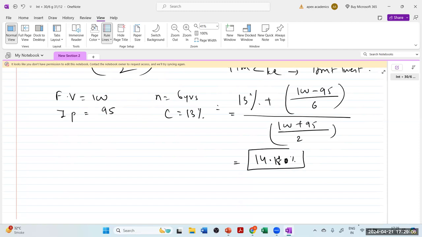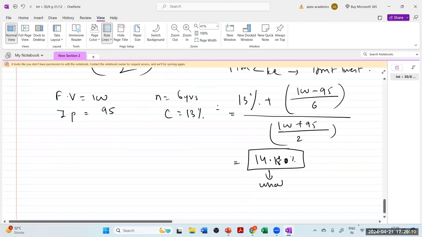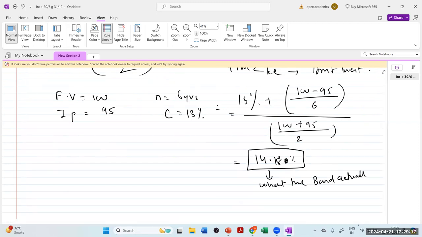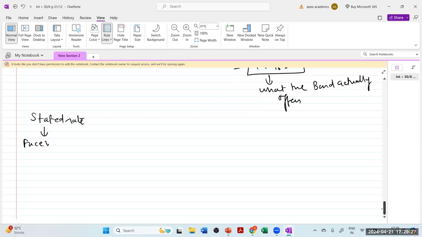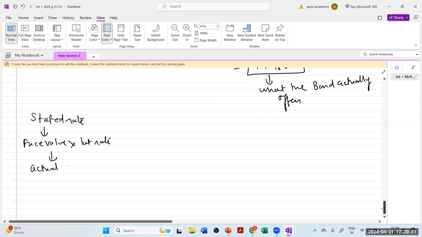So what is this? This is what the bond actually offers. Now please pay attention. I'm going to do a fantastic thing for you. What is stated rate? Stated rate is face value multiplied by interest rate. This is actual cash inflow. What I'm giving you is very, very important.